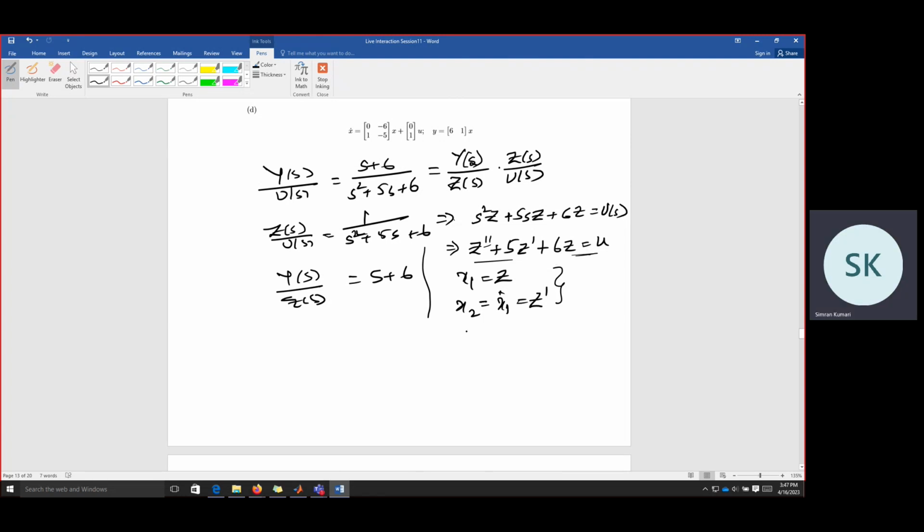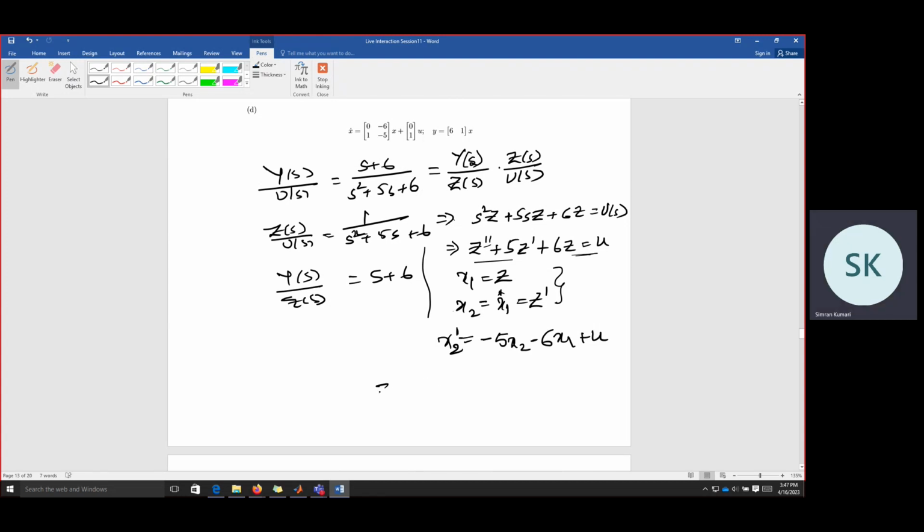Okay, so what can we write about this? That x2 dot, or x2 dash, from here is minus 5 z1 dash, which is x2, minus 6z, z is x1, plus u. And for x1 dash, we know it is x2.